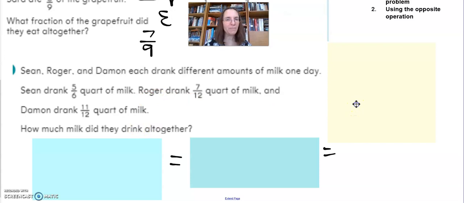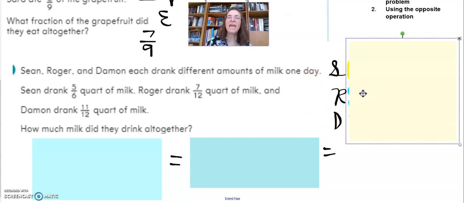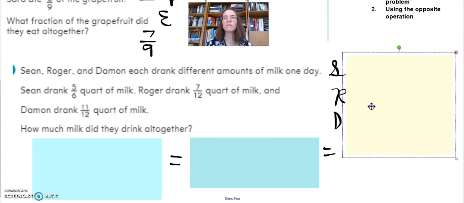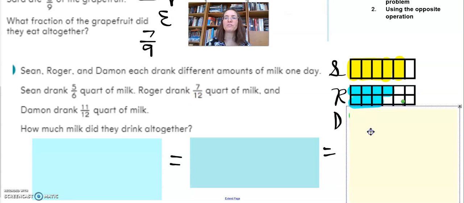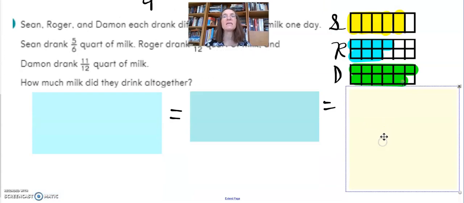Well, just to save time, I already drew my bar model, but I want to gently show you that I started off by drawing each of them a bar. I'm giving each one a bar this time. Sean's, Roger's, and Damon's. You are allowed to abbreviate. Use all the abbreviations you want. And I decided that each box would stand for a quart of milk. So first I took the boxes and I divided them into 6, and I saw that Sean drank 5/6. And then I took Roger's and Damon's. They both have 12ths going on there. So I showed Roger's 7/12 and Damon's 11/12.